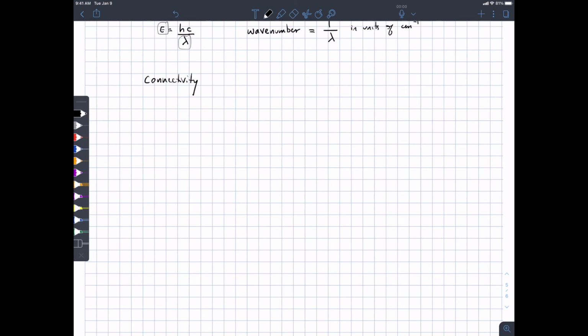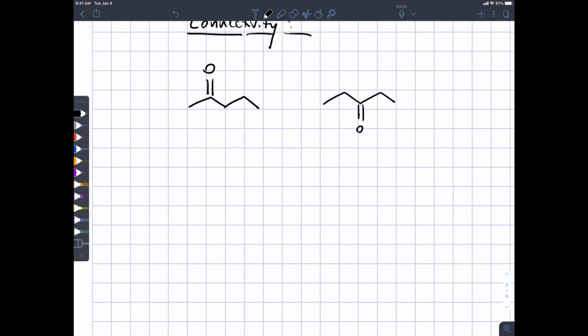What about constitutional isomers? In other words, how would I tell the difference between this molecule and its constitutional isomer where the ketone is somewhere else? And if I look at that, I could say, well, the number and quantity of different kinds of hydrogens could be informative.